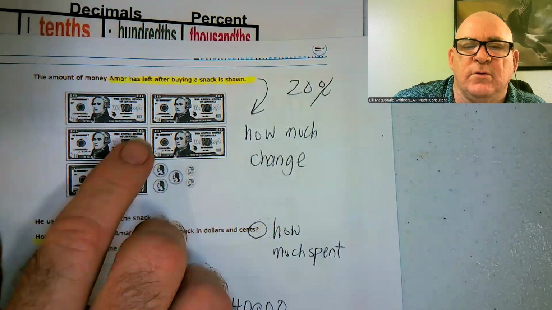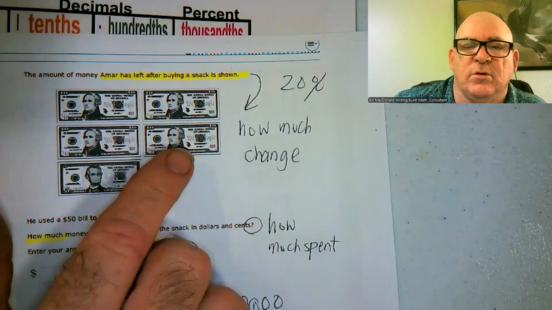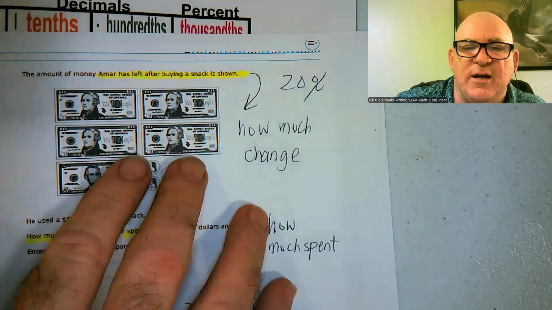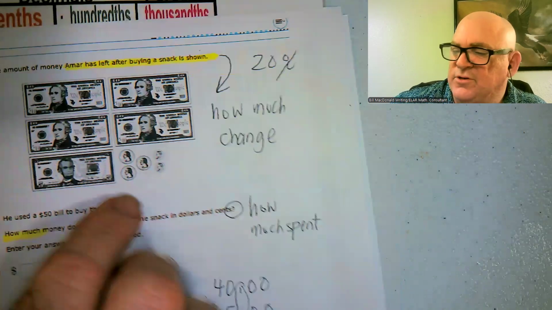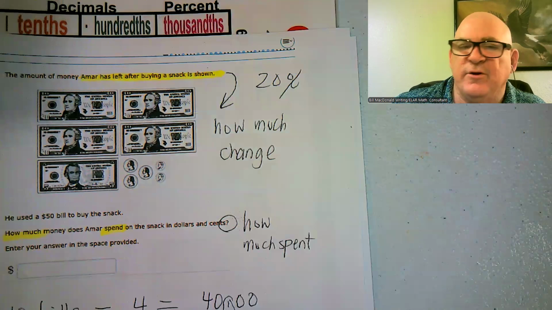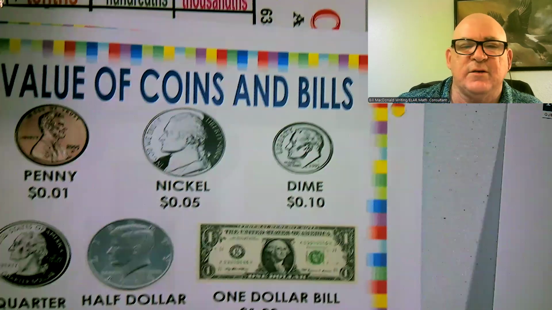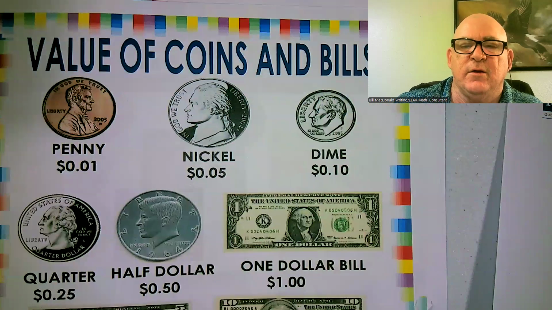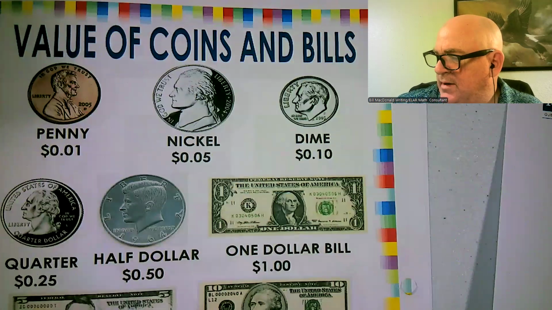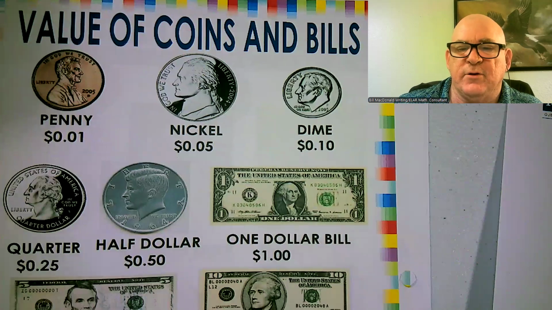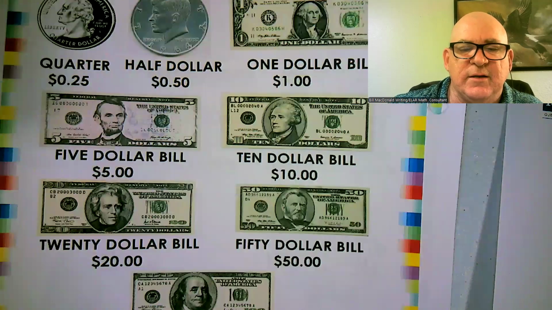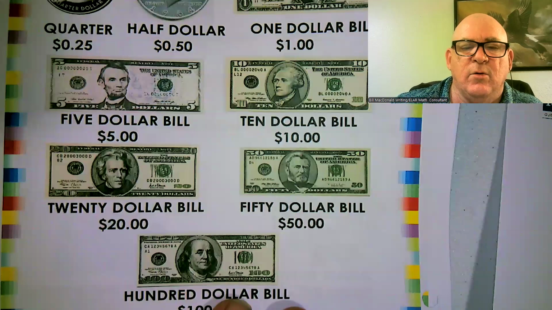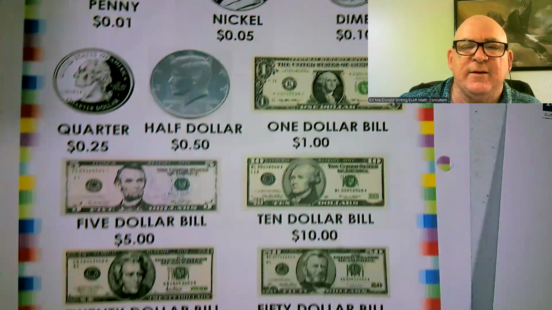All right, so that's how much change he has. Your kids have to understand that. First thing, if they don't understand the value of coins and bills, then I suggest you go to my mathematics binder, page 28 and 29, so your kids can see what each one looks like.